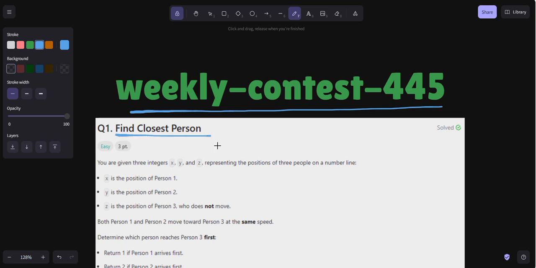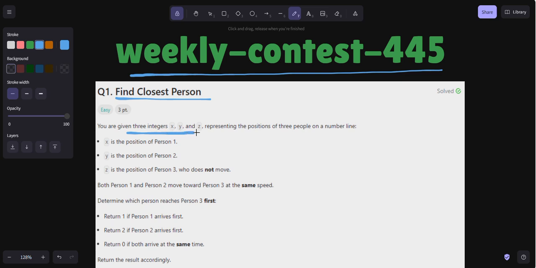Find closest person. You are given three integers x, y and z representing the positions of three people on a number line. X is the position of person 1, y is the position of person 2 and z is the position of person 3 who doesn't move. Okay, so z doesn't move.